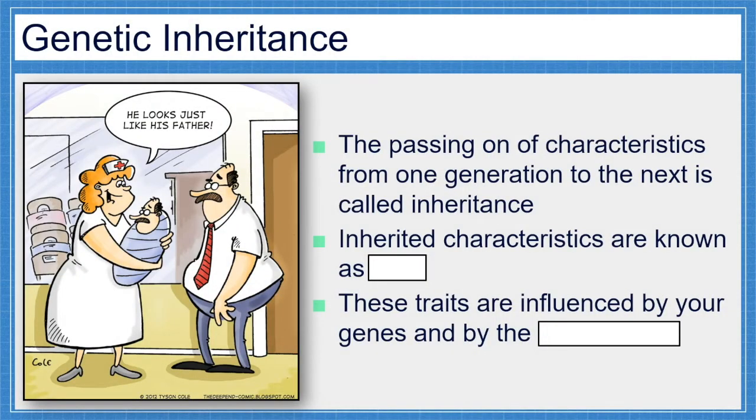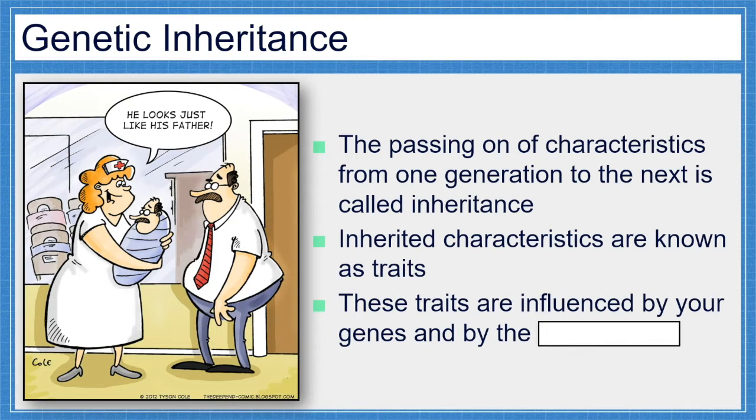What is genetic inheritance? Well, we can summarize it this way. Genetic inheritance is the passing on of characteristics from one generation to the next generation. Now, we don't tend to just call them inherited characteristics. We talk about them as traits. So we can talk about genetic traits, or you can just call them traits.